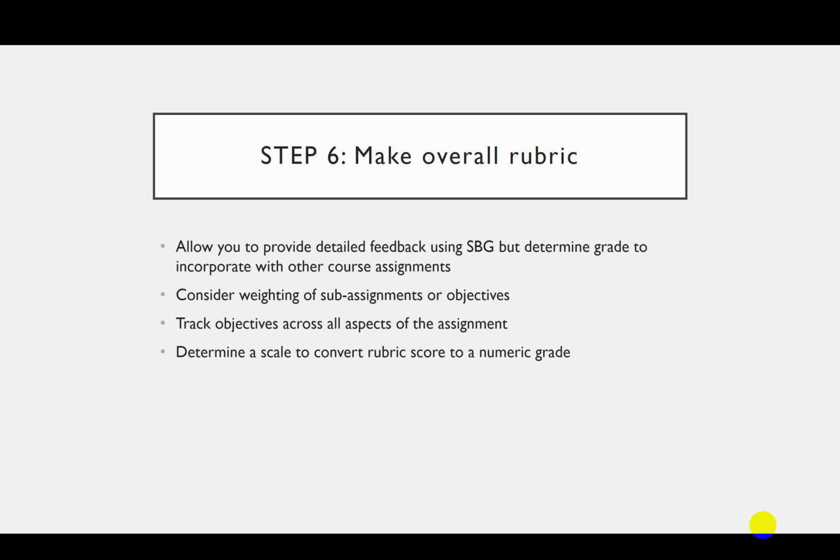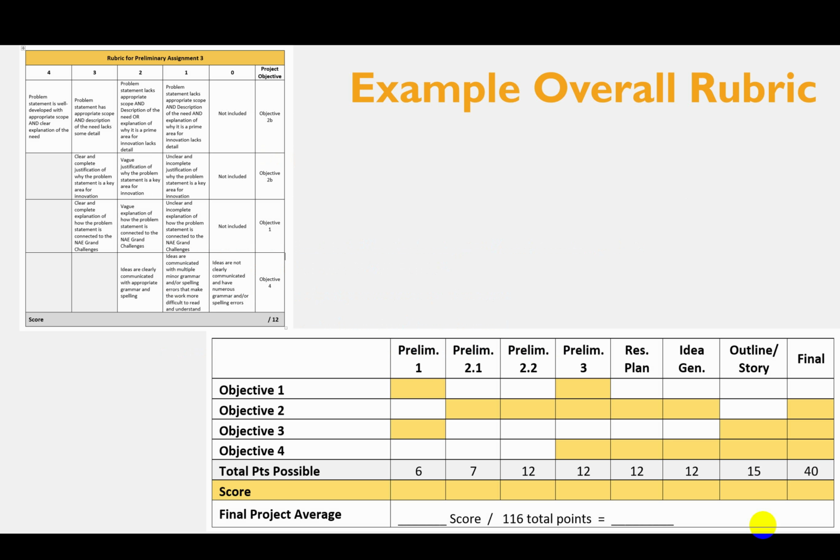And this is a very challenging process, and there's not one single mechanism or way to make an overall rubric. I am going to show you one example that ended up working well for me. However, this is not the only example. So looking at what's here, first I wanted to show, just bring up that rubric for preliminary assignment 3 again. And then what's shown in the bottom of the screen is my overall rubric for the whole assignment.